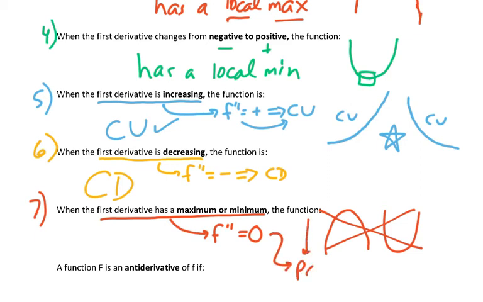A POI. POI, again, folks, is where the second derivative is changing from positive to negative. It's where the function is changing concavity from concave up to down, or down to up. And it's also where the second derivative equals 0. They all mean the same thing. Okay? So if the first derivative has a max or min, that means the second derivative is 0, which means the function itself has a POI.